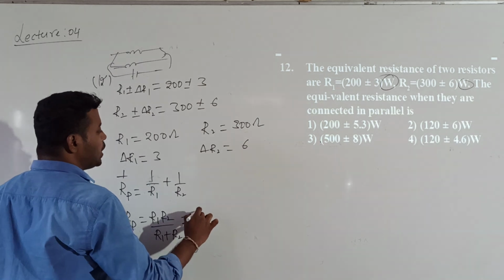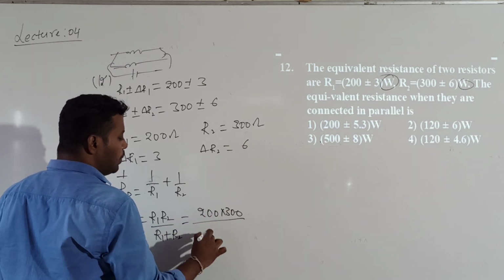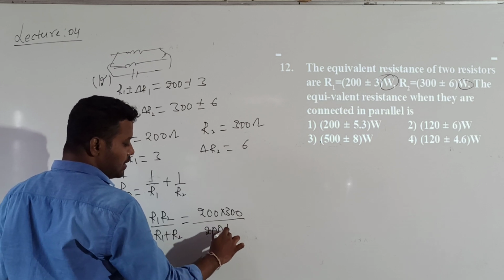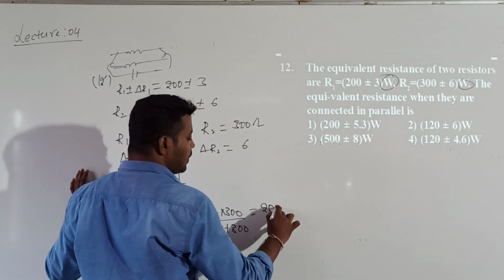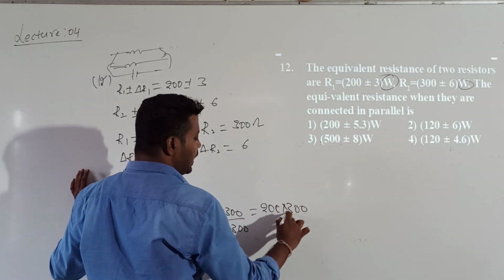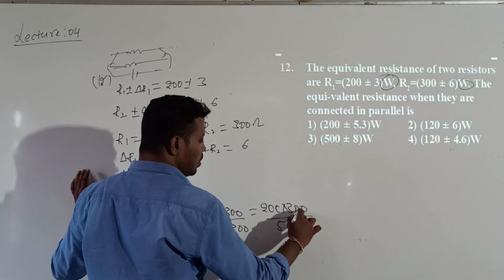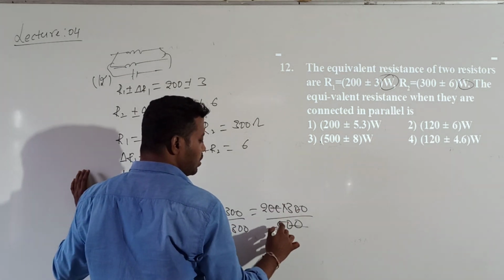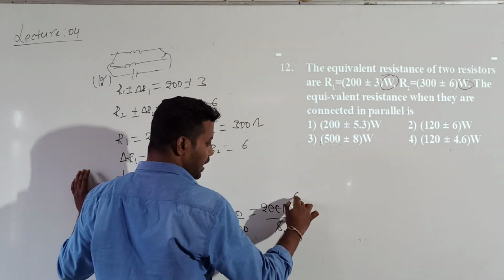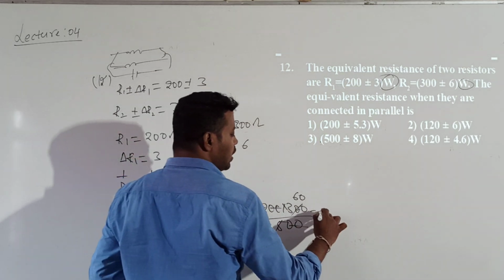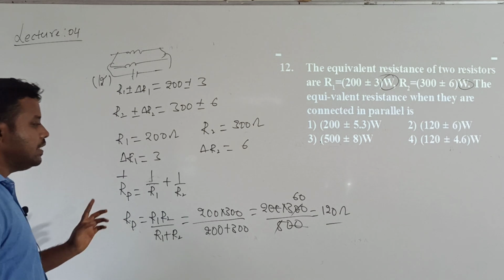So the R1 and R2 values: 200 into 300 divided by 200 plus 300. So 200 into 300 divided by 500. Two zeros cancel. 5 ones are 5, 5 sixes are 30, 5 into 2 are 120 ohm. Okay? That is the value of Rp.